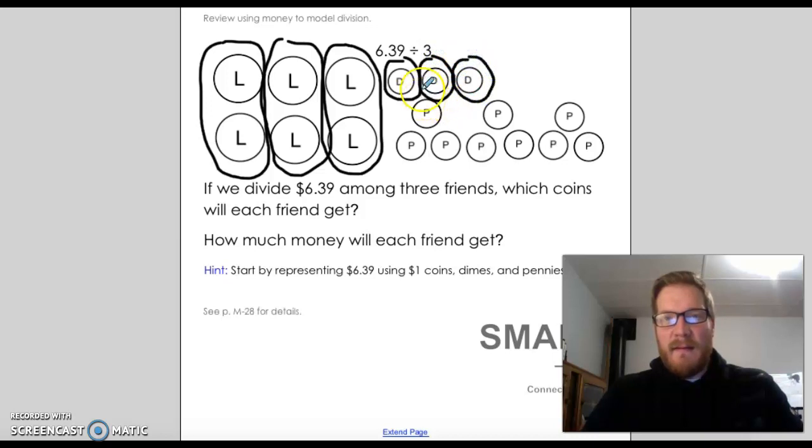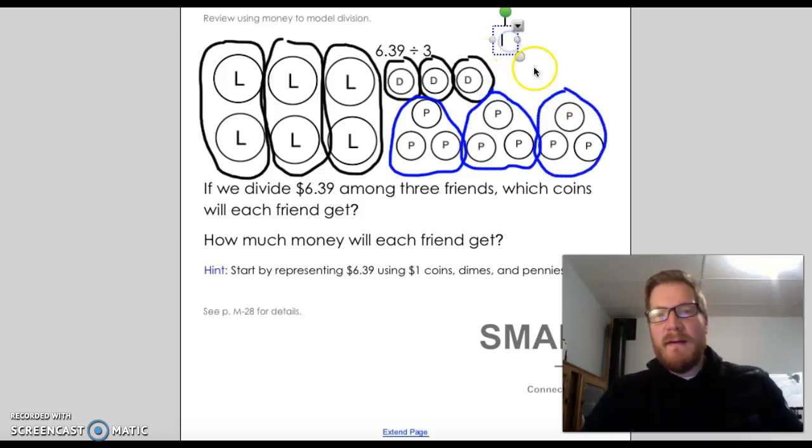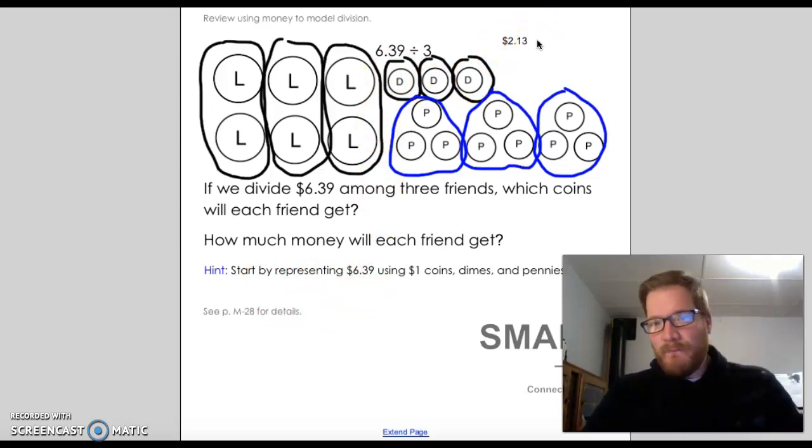I'll change the color. I made my pennies into little triangles. Each friend is going to get 3 of the 9 pennies if I divide them into 3 even groups. And so each person is going to get $2.13. I can say then that 6.39 divided by 3 is going to equal 2.13. It's nice being able to use money, especially when it's evenly divisible.